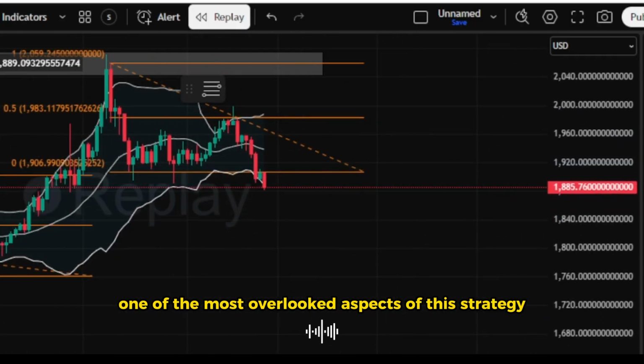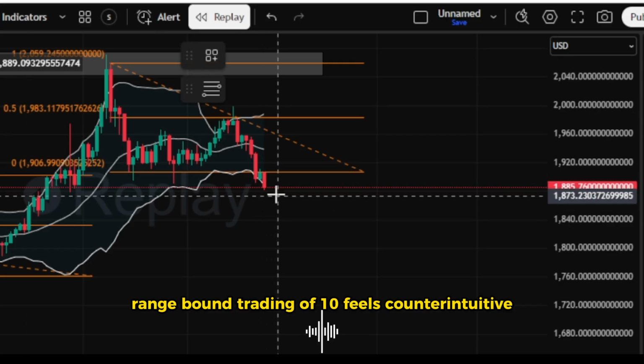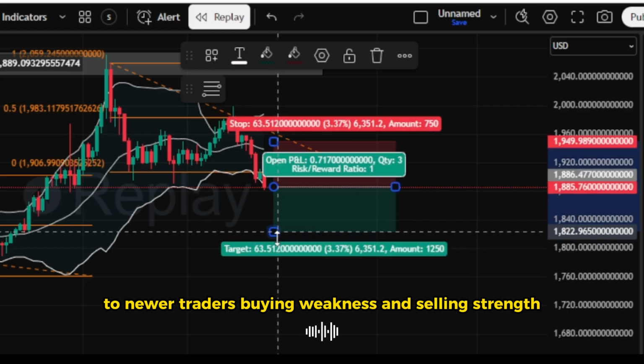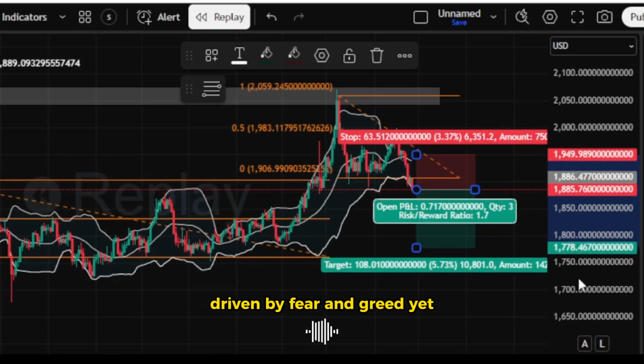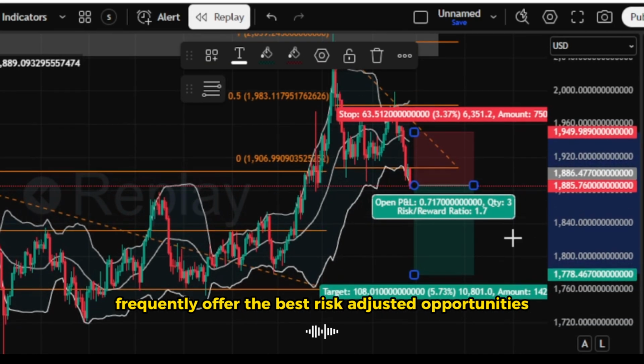Psychological discipline required. One of the most overlooked aspects of this strategy is the psychological discipline required to execute effectively. Range-bound trading often feels counterintuitive to newer traders. Buying weakness and selling strength runs contrary to the emotional impulses driven by fear and greed. Yet history shows that these zones frequently offer the best risk-adjusted opportunities.